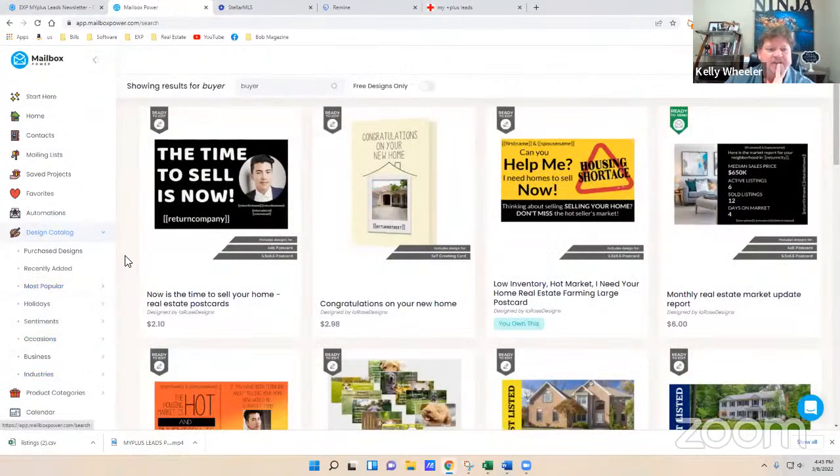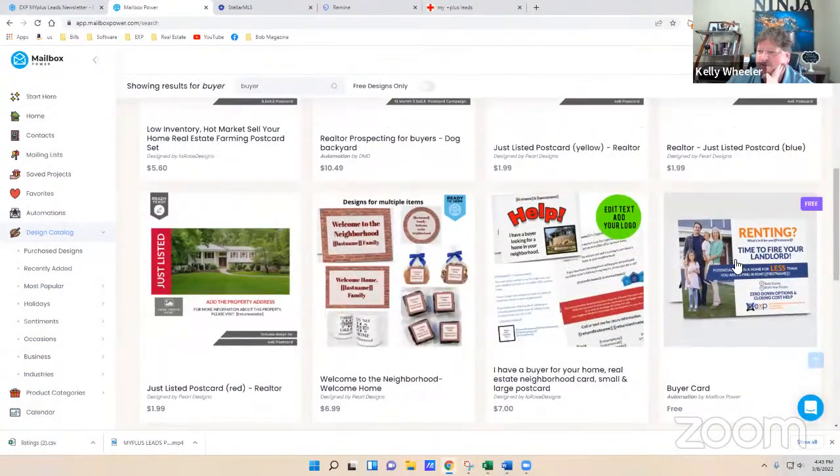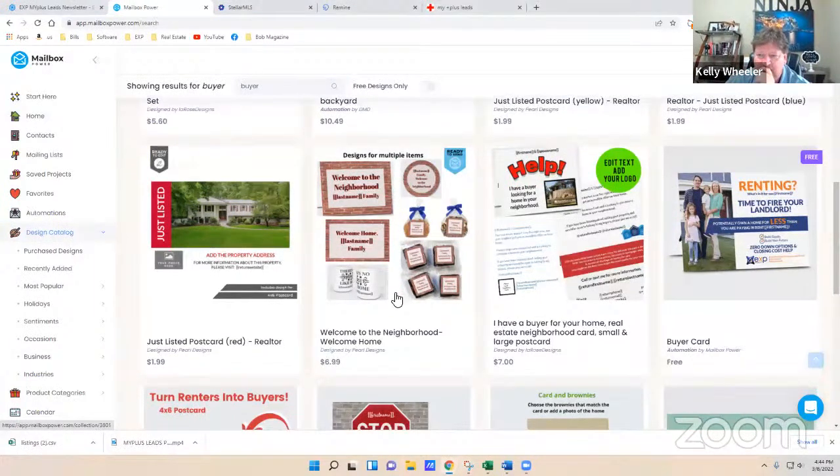There we go. So here is what popped up for buyer. There's a buyer card right there. And guys, this one's free. So if you go into your Mailbox Power, this is a free card. Just add it to your saved projects, call it buyer card 1 or whatever. This card actually is one of the cards I just gave you that I edited, and it's in your free cards that I just gave you, but that's a free card.